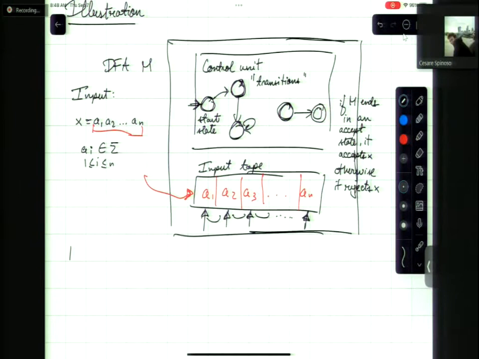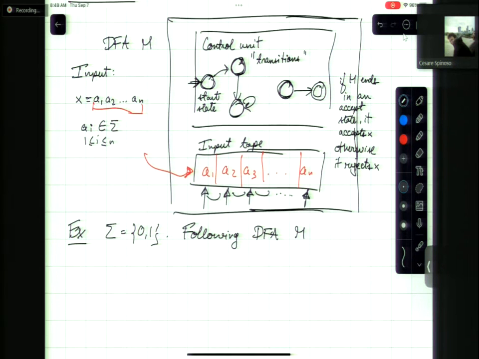So, a concrete example now. Suppose I have the alphabet 0, 1, and I have the following DFA M. My DFA is going to be represented concretely using a state transition diagram.